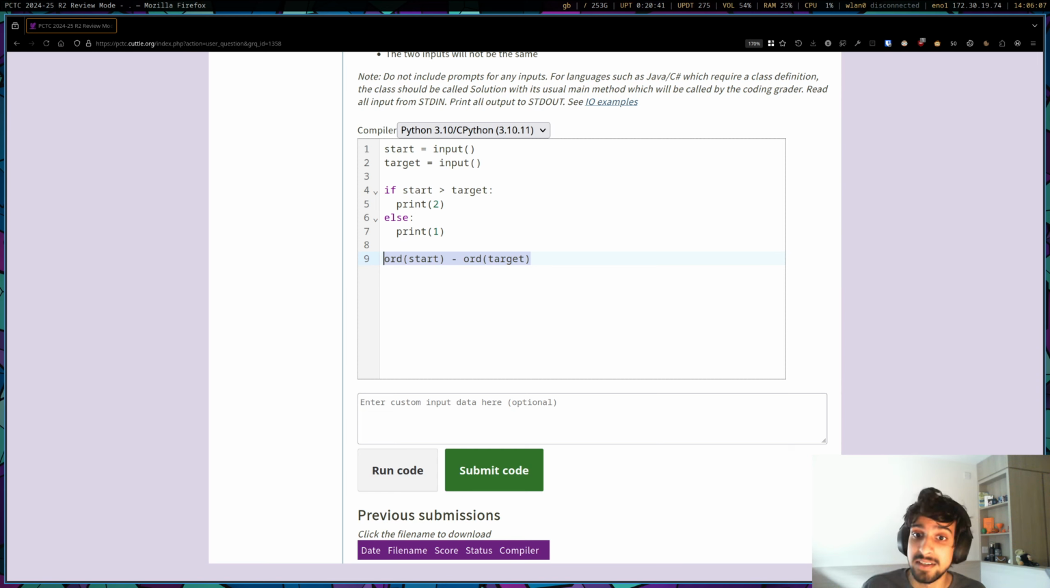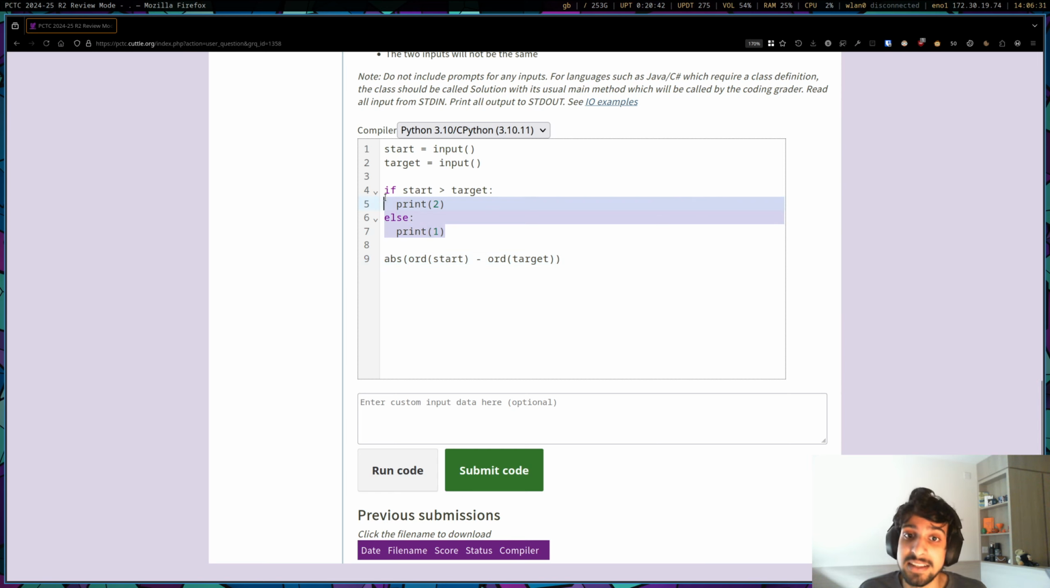Now the problem is, what if start is smaller than target? Then this number is going to be negative. So we can do abs, which stands for absolute, and we get the absolute value of this subtraction. And the absolute value of a subtraction is essentially just the difference between the two numbers, which in this case is what we want, because that represents the number of stops it takes to get from one station to the other station, regardless of direction.